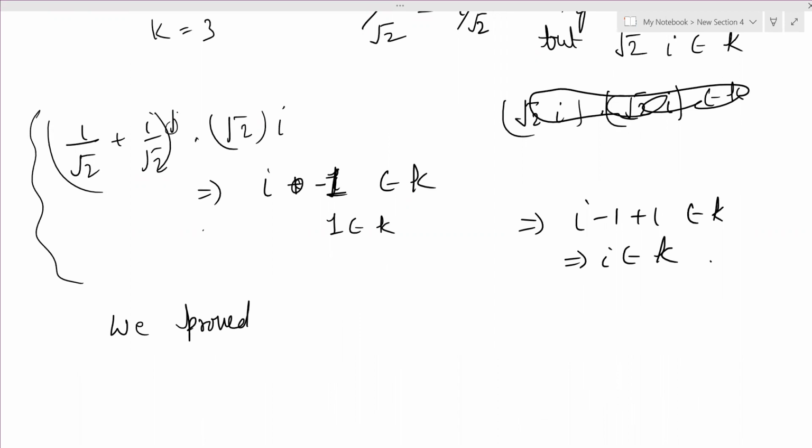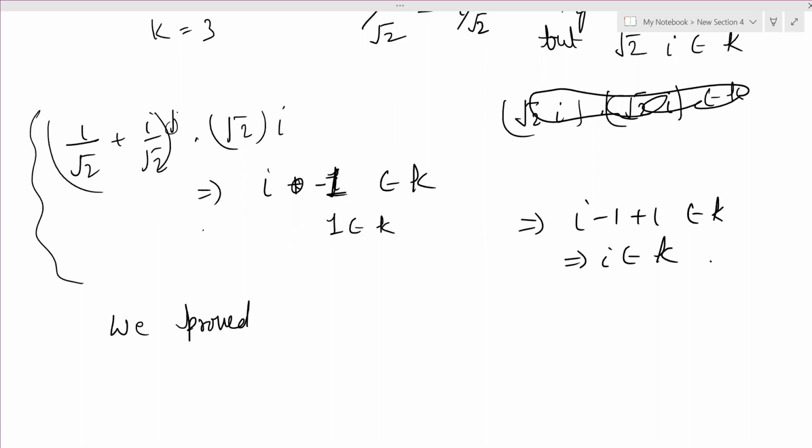(1/√2 + ι/√2) dot √2 ι should be in K. So what is this product? 1 times ι, which is ι, and ι times ι, so ι minus 1. ι squared is minus 1, right? √2 and √2 cancel. In the first slot we get ι, and in the second, ι dot ι gives ι minus 1, right?